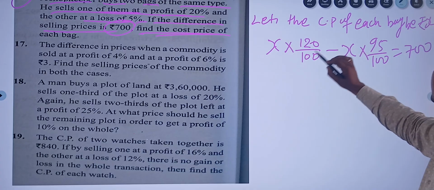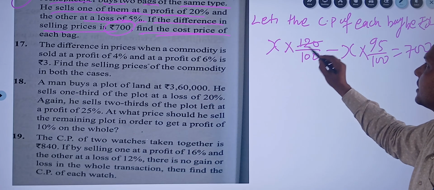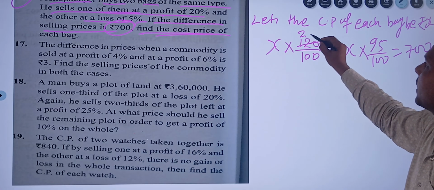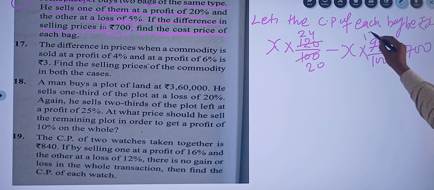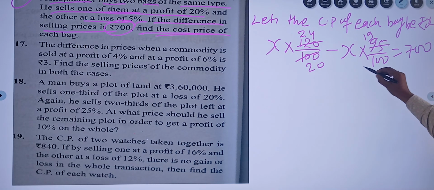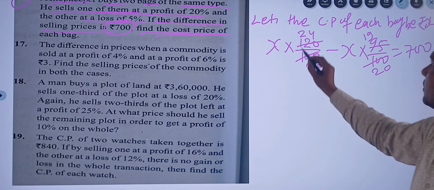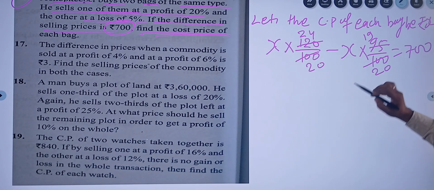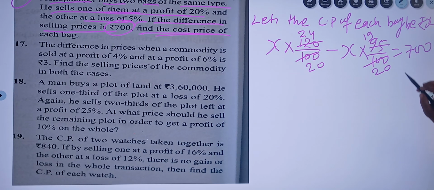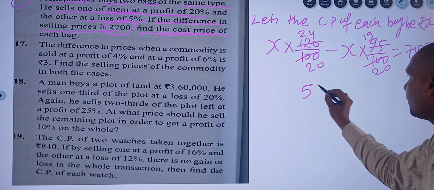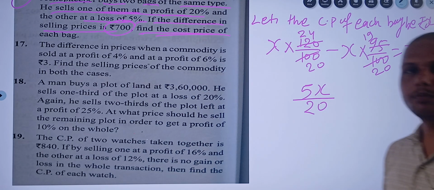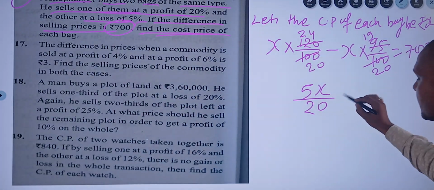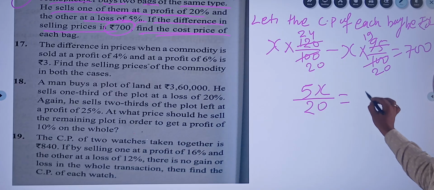So it will cancel by 5. If you cancel it by 5, 5 twenties are 100, and 95 divided by 5 will come 19. So this will come 24x upon 20 minus 19x upon 20. 24 minus 19, 5x upon 20. If we do the subtraction of the fractions, this will come 5x upon 20 is equal to 700.